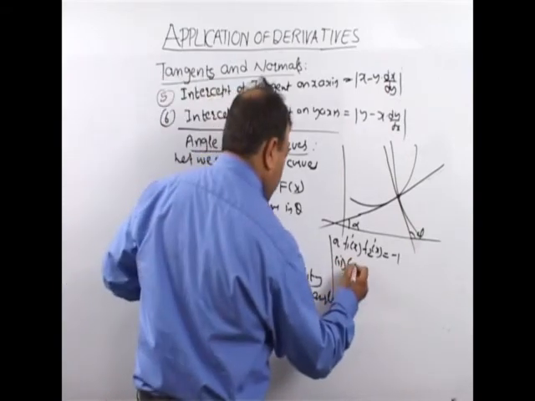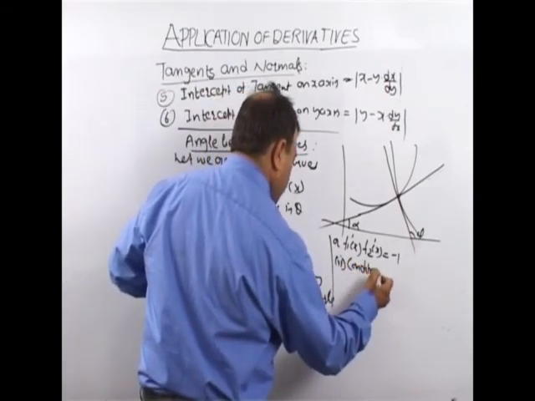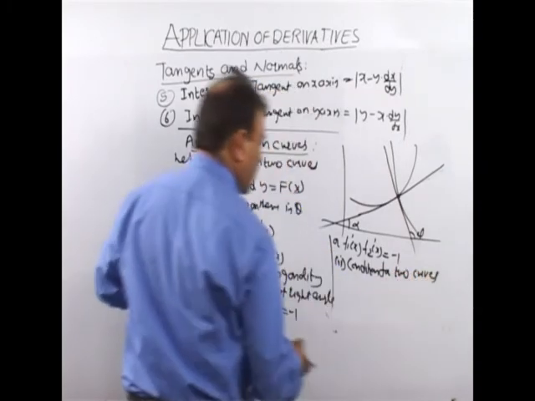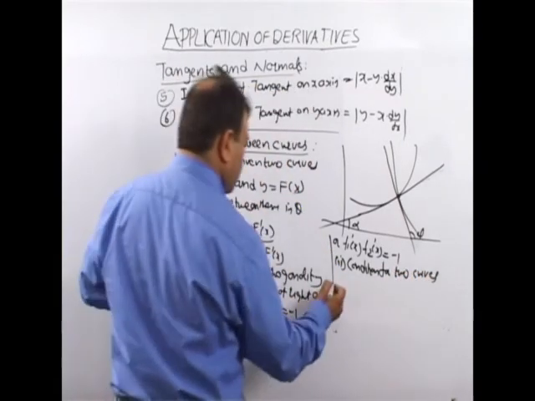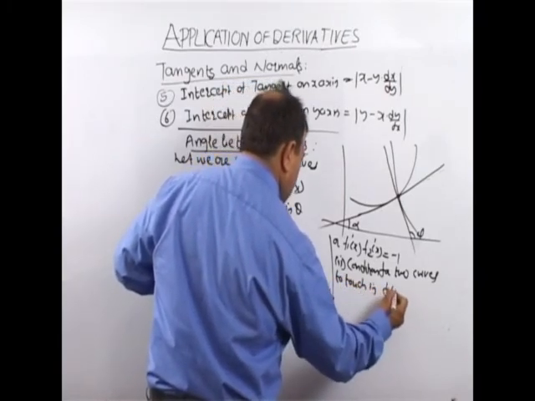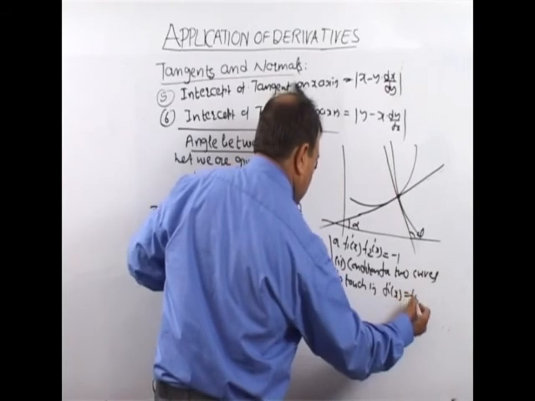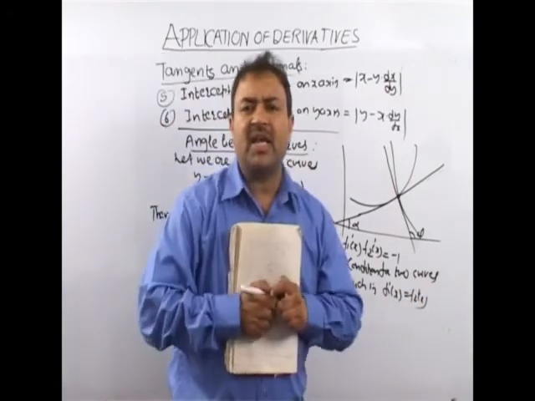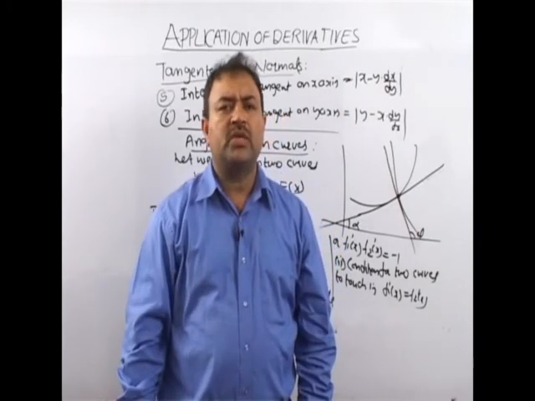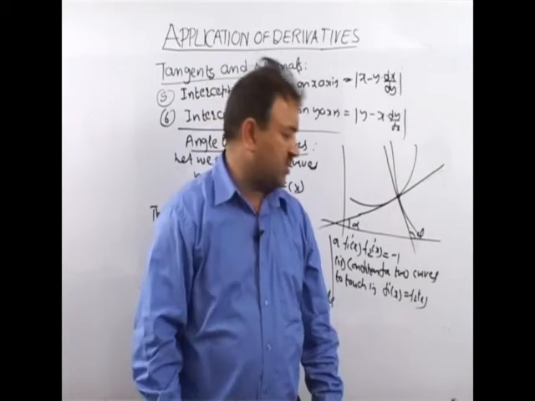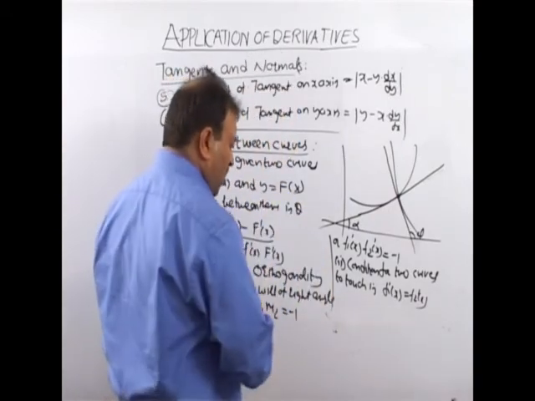Then the second point is the condition for two curves to touch, which is f1 dash x is equal to f2 dash x. So what condition will apply here? When two curves are touching, we'll say the condition is f1 dash x is equal to f2 dash x.